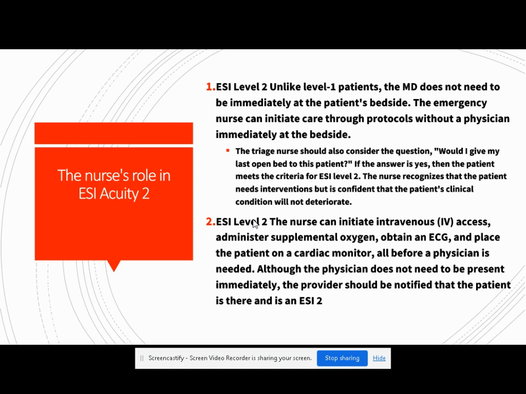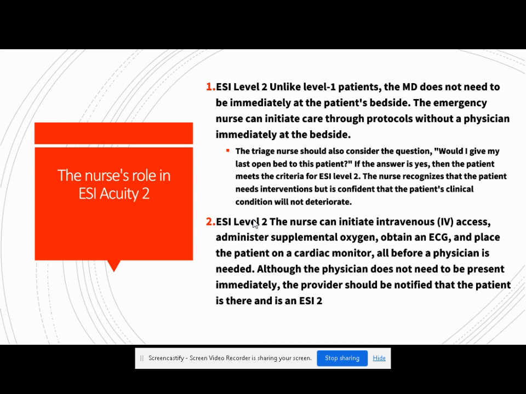So the nurse's role in the ESI acuity. ESI level 2, unlike level 1 patients, the MD does not need to be immediately at the bedside. The emergency nurse can initiate care through protocols without a physician immediately at bedside. The triage nurse should also consider the question, would I give my last open bed to this patient? If the answer is yes, then the patient meets the level 2 criteria. The nurse recognizes that the patient needs intervention, but is confident that the patient's clinical condition will not deteriorate. So it goes back to those 3 questions. Is the patient going to deteriorate? It's very possible. That's a level 2.